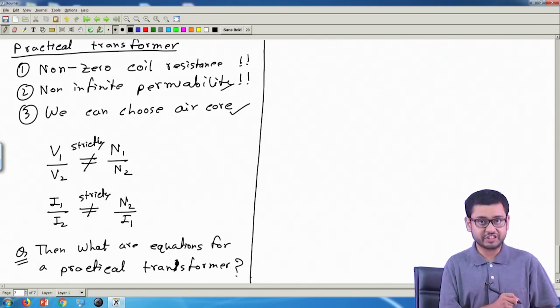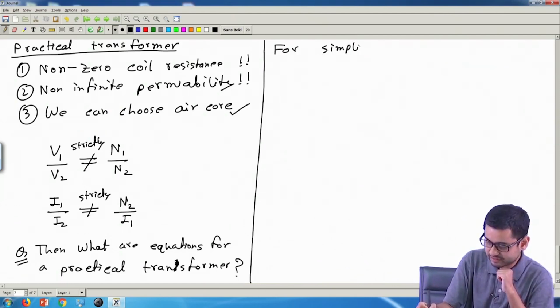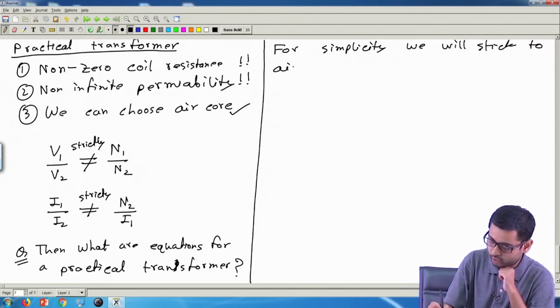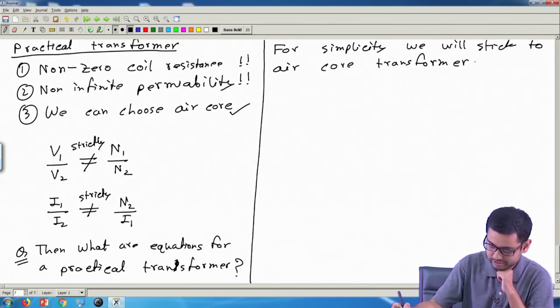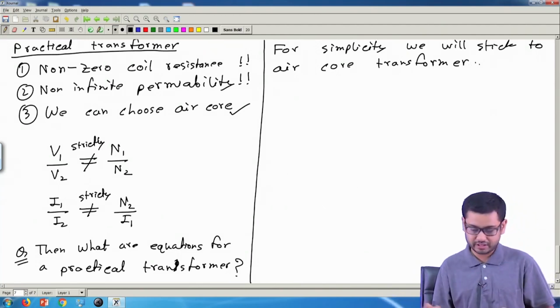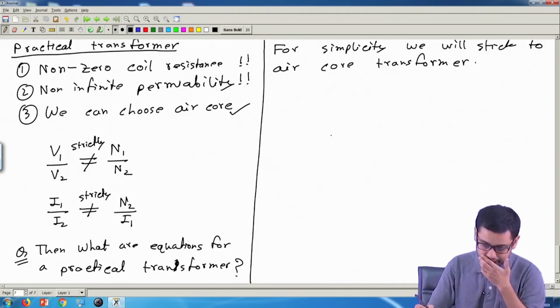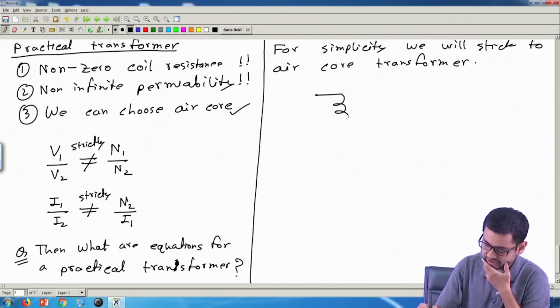And for simplicity, we will stick to an air core transformer. That means no core loss, no eddy current possible, no hysteresis loss. So for simplicity, we will stick to an air core transformer. Now, we have two coils.